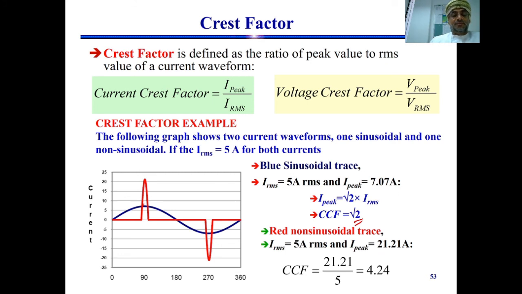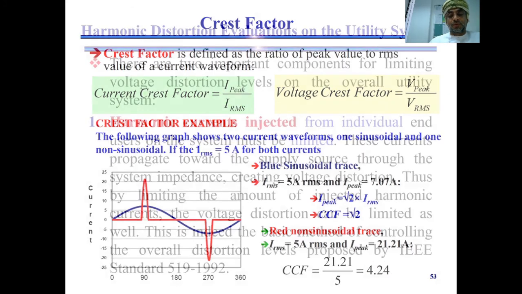Now if we have a waveform which looks like that, which contains a lot of harmonics, and still the root mean square value for the current will be 5, but in this case, of course, the peak current will be around 21.2, so the crest factor will be 4.24. So for the sinusoidal current, the crest factor is root 2, and for the non-sinusoidal current which contains a lot of harmonics, that factor will jump to 4.